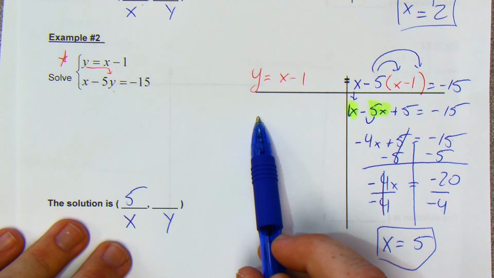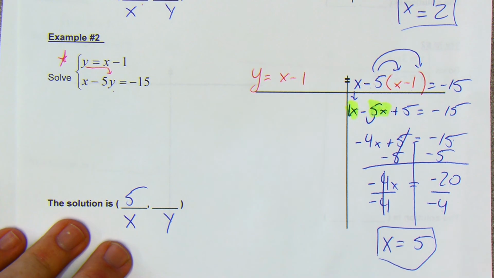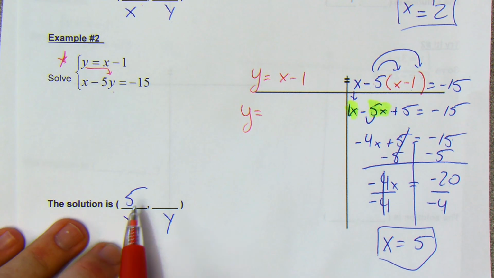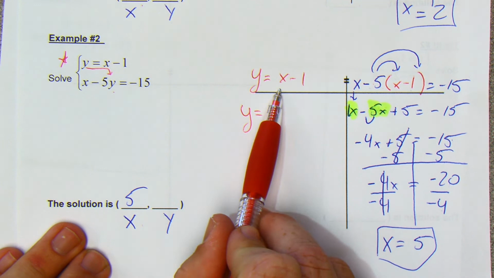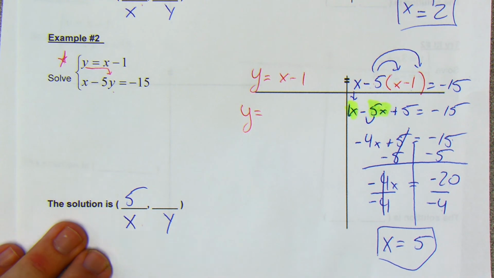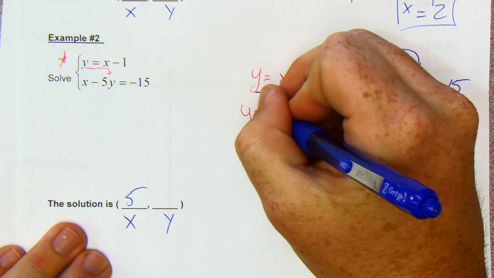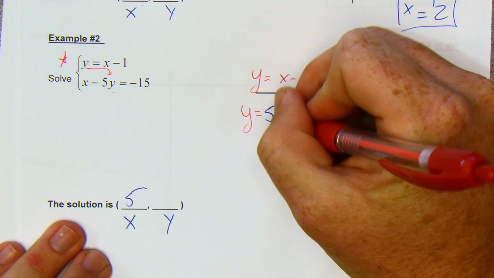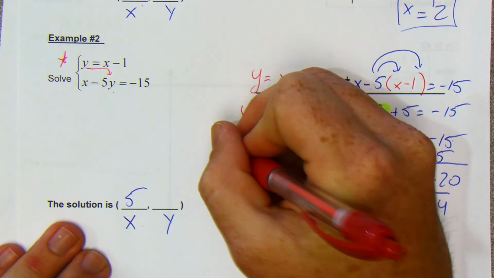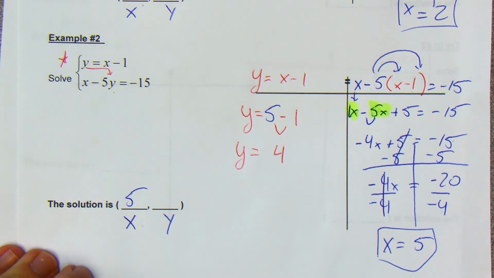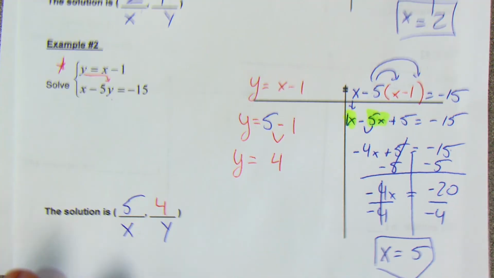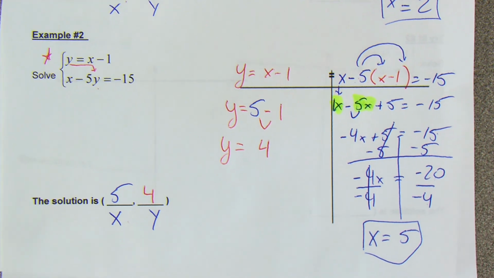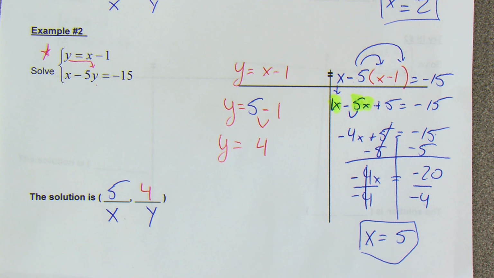So now we're going to use this side and plug in my x value to find my y. Okay, so I'm going to do y equals, and now I know that my x is 5, so instead of an x, I'm going to plug in a 5 because we already found out that my x is 5, right? So now I'm going to plug in a 5 for my x, and then I have minus 1, okay? 5 minus 1 is 4, so y equals 4, okay? So my y is 4. So the solution to this set of problems is 5, 4.